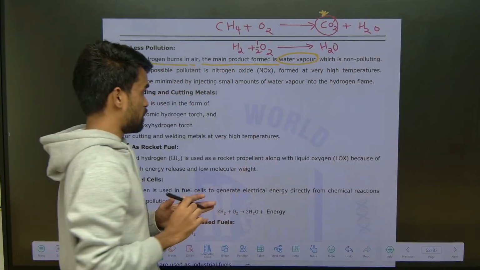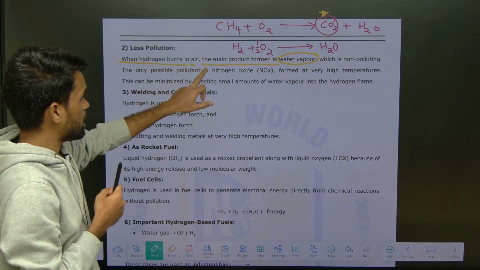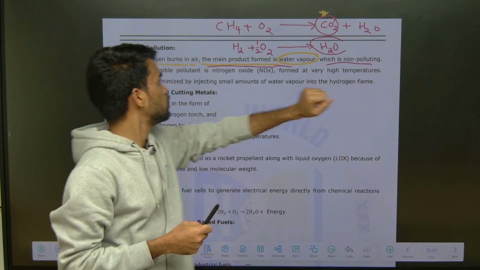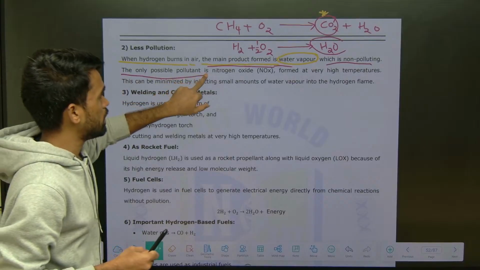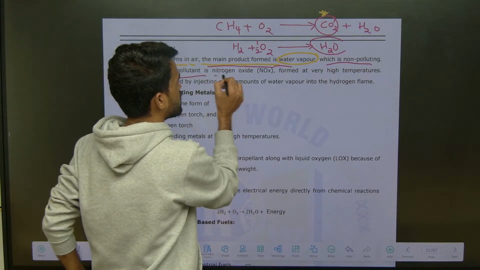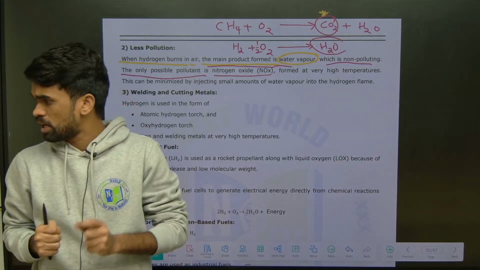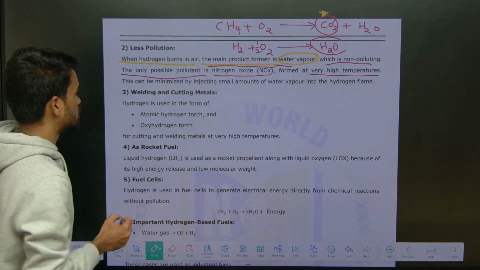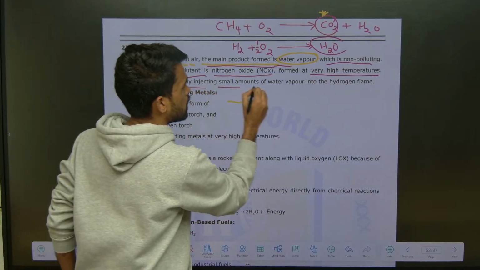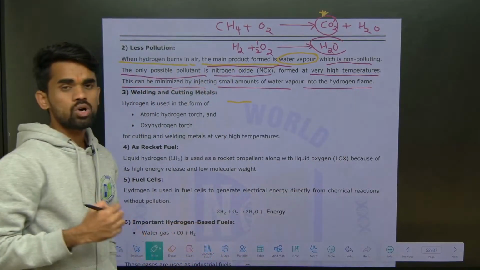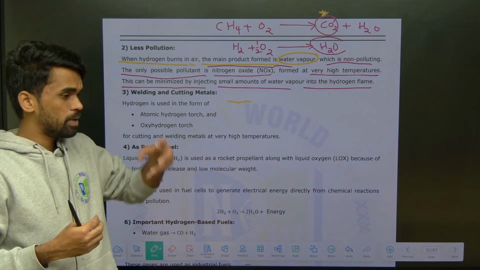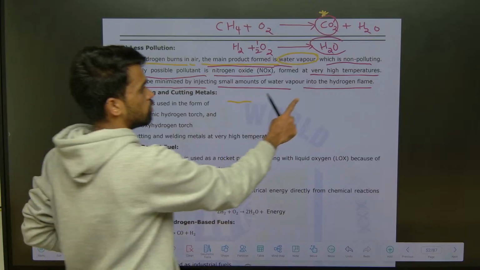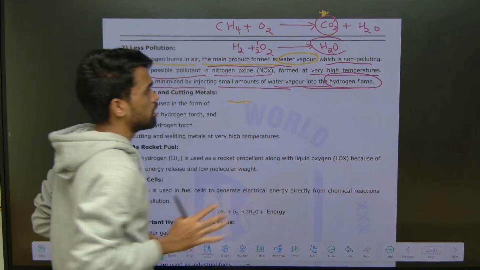So due to this, when hydrogen burns in air, the main product formed is water vapor, which is non-polluting. The only possible pollutant is that some quantity of nitrogen oxides is formed at a very high temperature. This can be minimized by injecting a small amount of water vapor into the hydrogen flame. So how can it be minimized? By injecting a small amount of water vapor while burning the hydrogen gas, into the hydrogen flame. This is the important point.